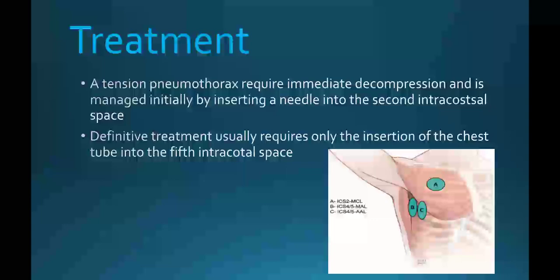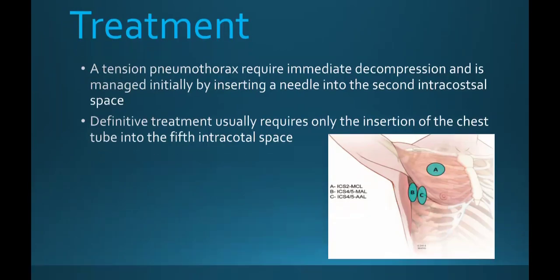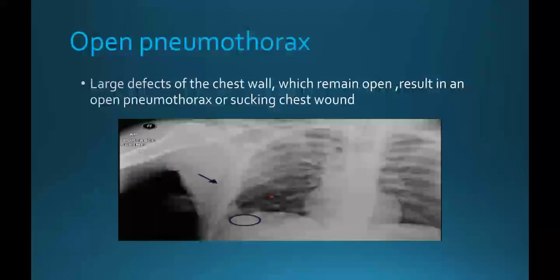Definitive treatment for tension pneumothorax usually requires only the insertion of a chest tube into the fifth intercostal space, nipple level, anterior to the mid-axillary line. Open pneumothorax or sucking chest wound. Large defects of the chest wall, which remain open, result in an open pneumothorax or sucking chest wound.